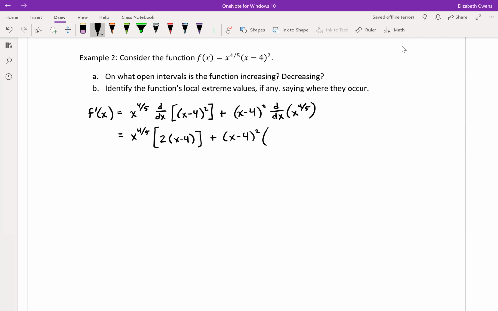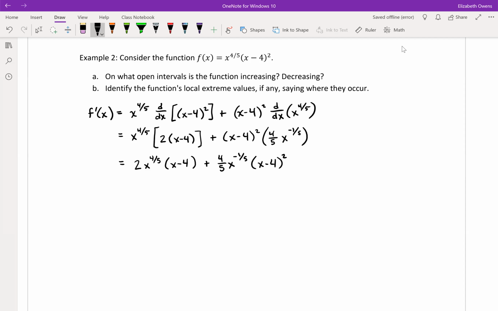And then power rule for derivative of x to the 4/5. That would be 4/5 and then x to the 4/5 minus 1. So 4/5 minus 5/5 would give us negative 1/5. Okay, there we go. Let's clean this up a little bit here. We'll have 2x to the 4/5 times x minus 4 plus 4/5 x to the negative 1/5 times x minus 4 squared.